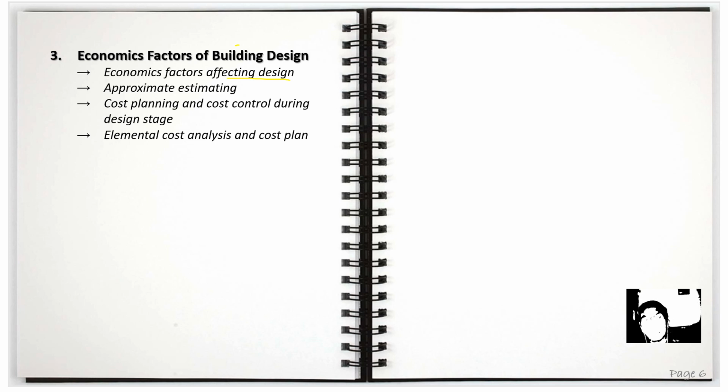And how we're going to do the estimating, approximate estimating, a rough estimate. Before we go to the final cost, we need to have a general idea of how much our design will cost, roughly how much the value is, before we go into detail. So we need to get the general cost, the approximate cost, before we can proceed with the more serious process and so on.